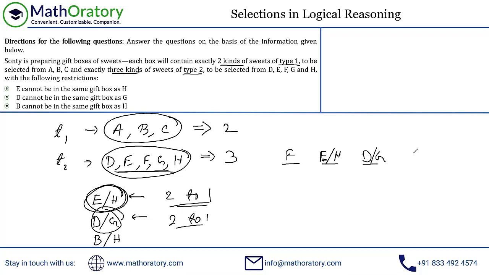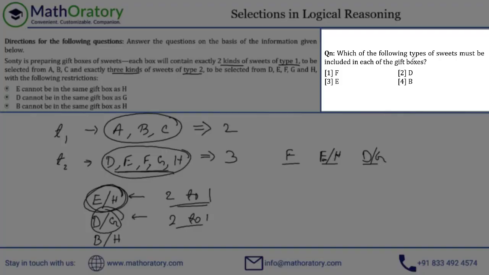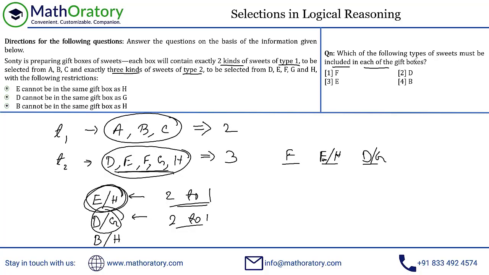But from this B or H, we cannot actually do this because they are not from the same group. Yes, there will be some connection. Whenever I select this H, the B cannot be selected. So something like that. Now let me get into the question. The first question out here: which of the following types of sweets must be included in each of the gift boxes? This is something we already did, right? So F has to be always selected.